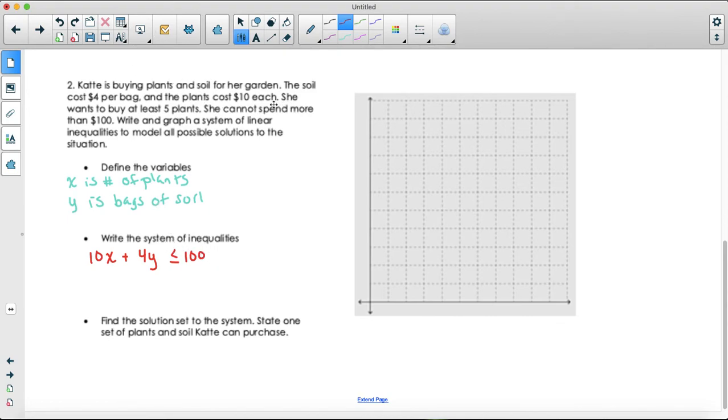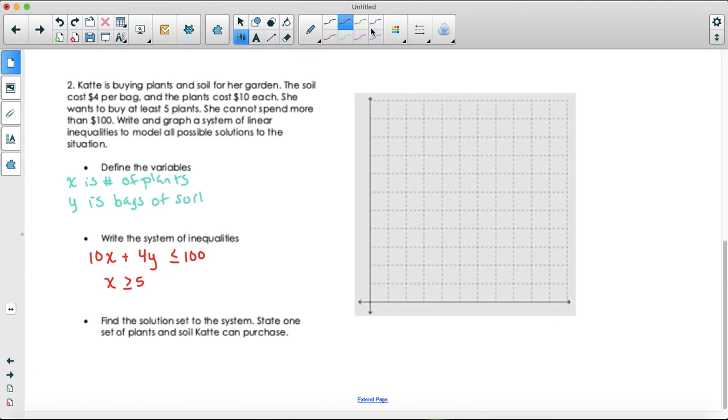Then, it also says she wants to buy at least 5 plants, which is x. So she wants to have at least 5 plants. So we can have more than 5 plants or equal to 5 plants. In this case, we have only one variable here, so this will be a vertical or a horizontal line. And since it is an x equals, in this case, it's going to be a vertical line.